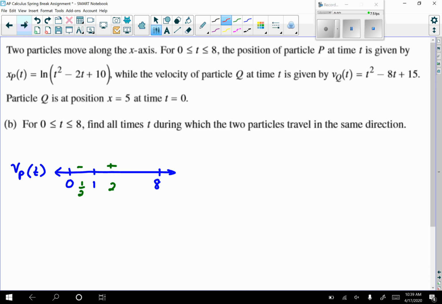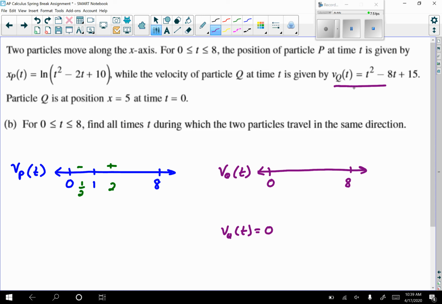All right, I'm actually going to use the number line that I used in part A. Even if you didn't use it in part A, we would definitely want to redraw it here or construct it here. Here we're asked to find all times t during which the 2 particles travel in the same direction. So I'm going to go ahead and make a number line for the velocity of particle Q, so again, from 0 to 8. But in order to find my critical numbers here, I need to set that equal to 0. So right below it, V sub Q of t equals 0.